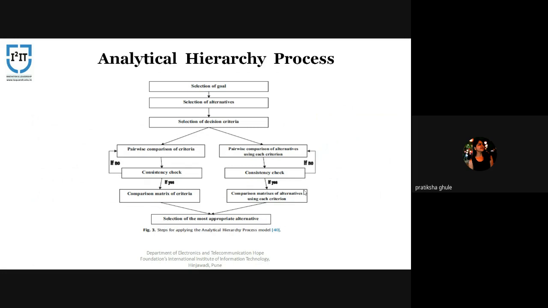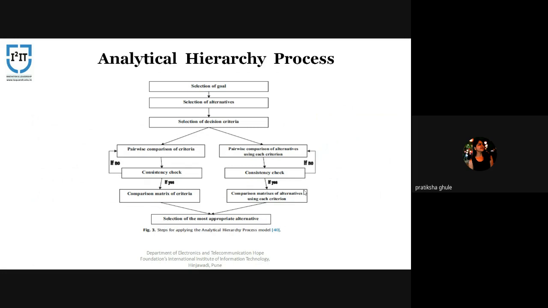Then we will find solutions, and there will be so many different solutions for a single problem. So we need to select the most suitable alternatives, like which are good. And then after that we need to select the decision criteria, like for any kind of solution there will be different criteria that we need to take into consideration, and we need to apply the pairwise comparison of criteria.